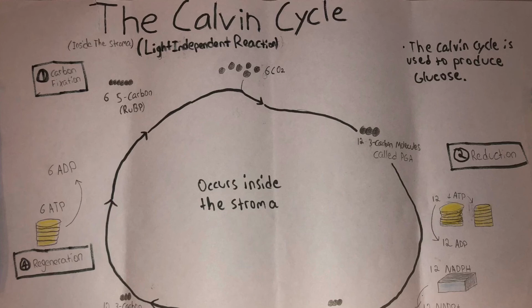The second step of the Calvin cycle is called reduction. In reduction, each PGA molecule takes in energy from the incoming NADPH molecules and the ATP molecules. The new high-energy 3-carbon molecules are now called G3P or PGAL.